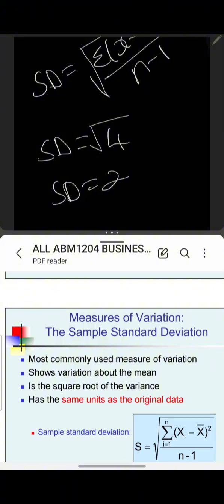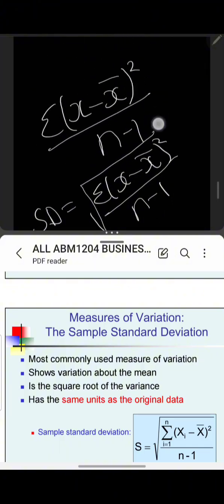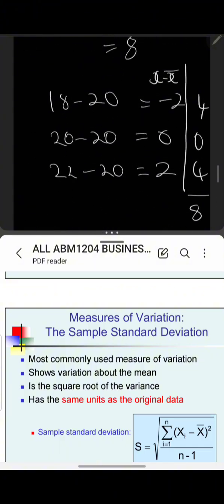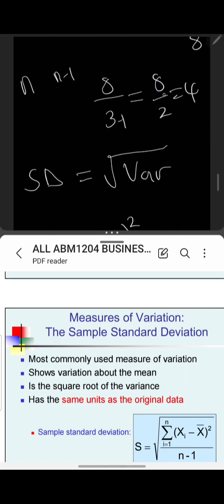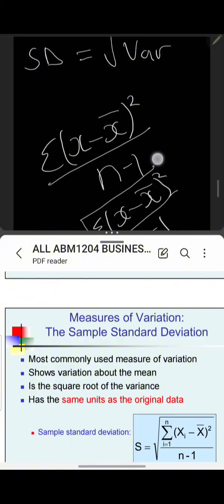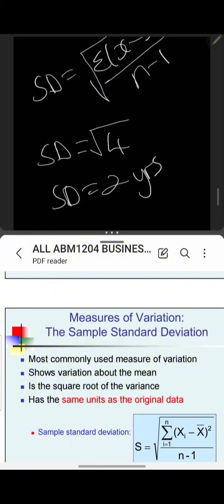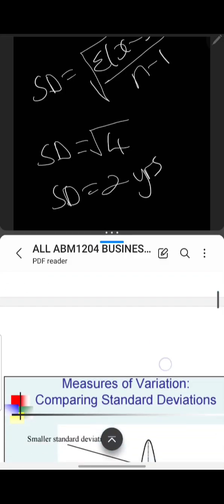So let's say we're dealing with years. Here our standard deviation, the units will be years. But for variance, because of this squaring which we did here, our unit will be years squared. So you see why we like to use standard deviation, because it's the same unit as the data. It's the most commonly used.